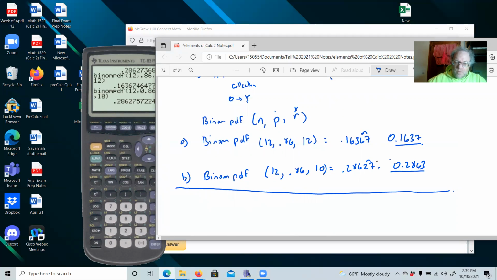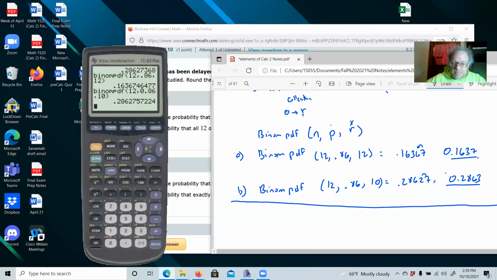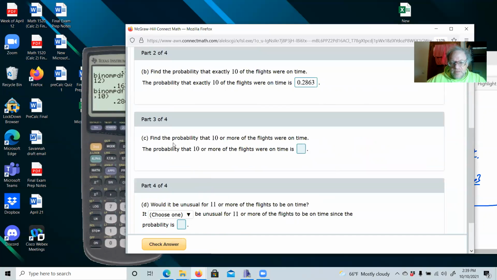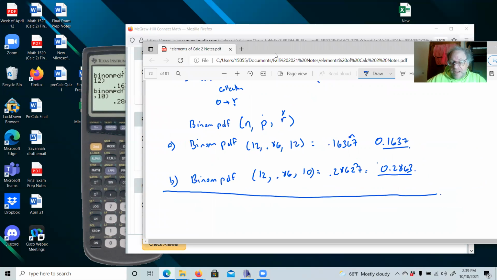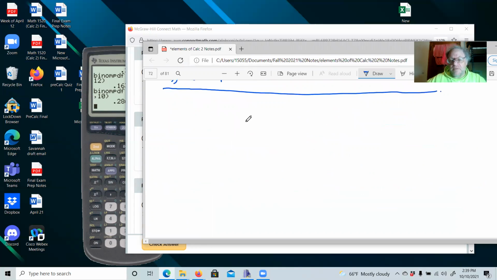Now, we do our next problem. Okay, they want 10 or more flights were on time. Okay, so we have a collection. If we have to do this by hand, what we're going to have is we want the probability that R is equal to 10 plus the probability that R is equal to 11 plus the probability that R is equal to 12. 10 or more flights being on time. So we'd have to calculate each one of these and then add them up.